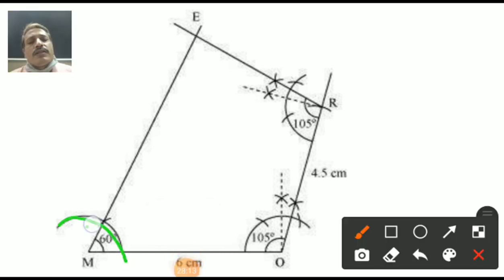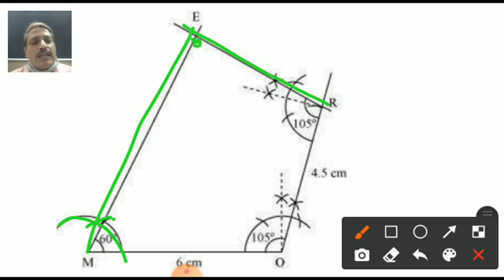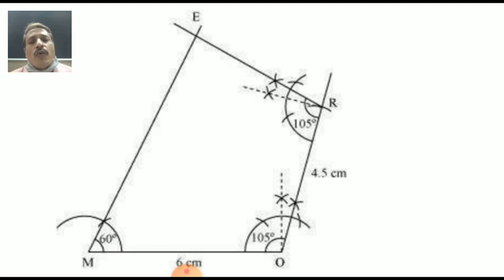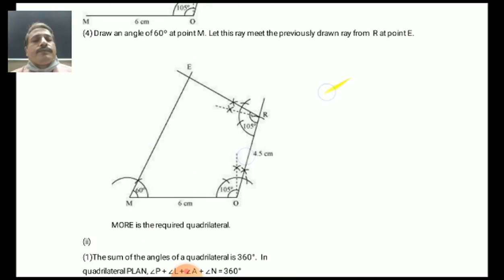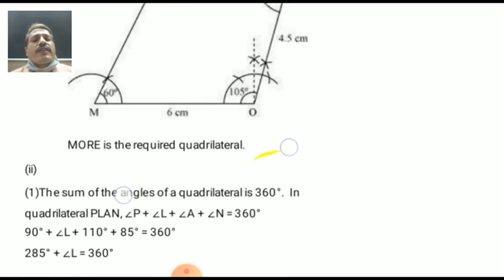First one, second one. Any measure, any radius. So students, not compulsory, small or big. Now this point moving passing here, and this point, we already had the intersection of this one, which gives you E. Here quadrilateral MORE is ready. Easy? Very good. See the second one.